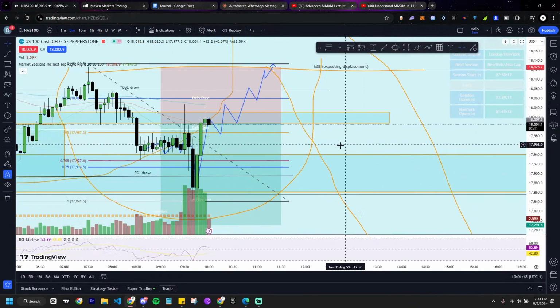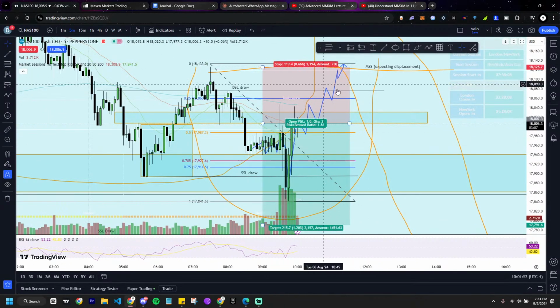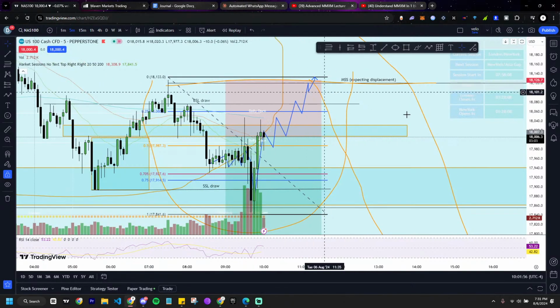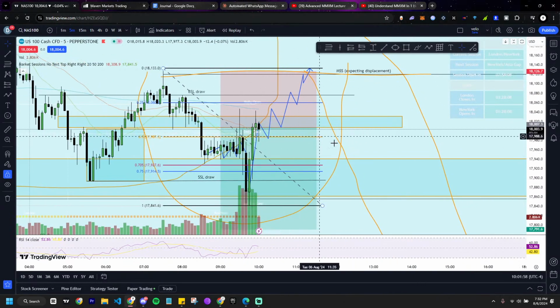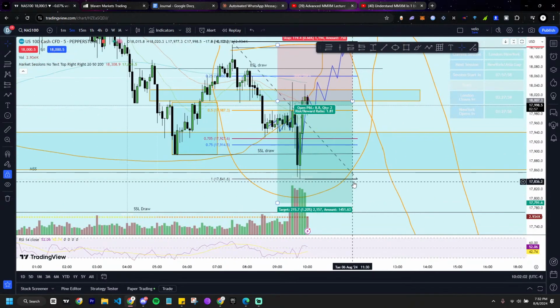So eventually, it's seeing a little bit of a reaction, but it's going to use this as a support level and retrace towards the buy side liquidity anyway. And then it's going to retrace afterwards. I want to see a discount entry towards the sell side liquidity. That's what I want to do.